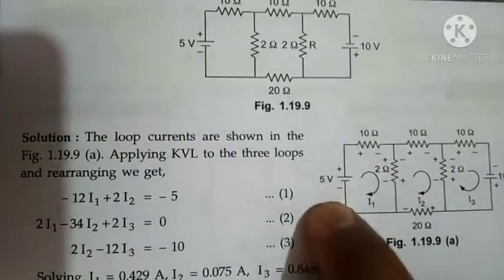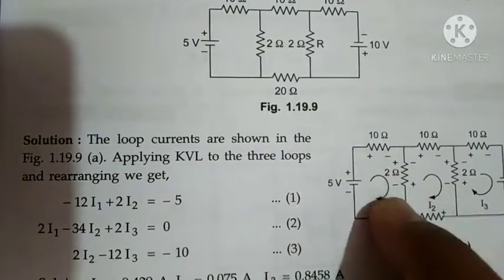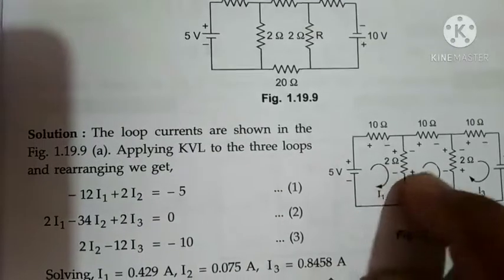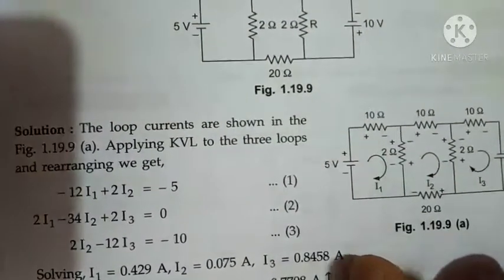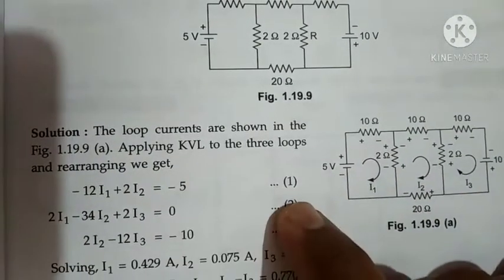So minus to plus 5 volt, plus 5 volt, minus I1 into 10 ohm. Here, minus 2 into I1 plus 2 into I2, because the polarities are different, equal to 0. This will give us the first equation.